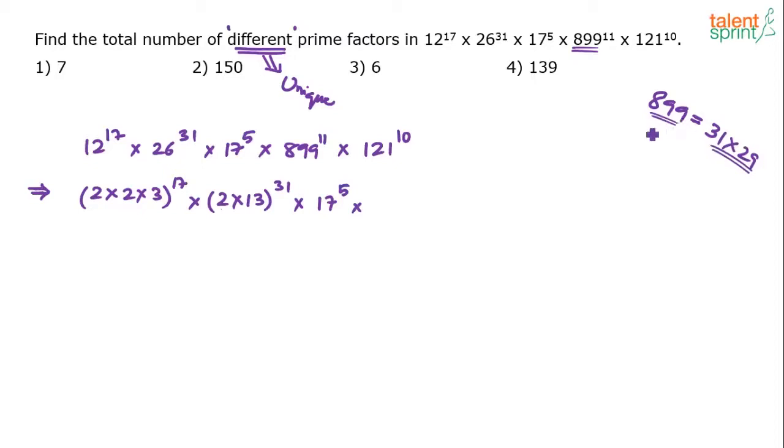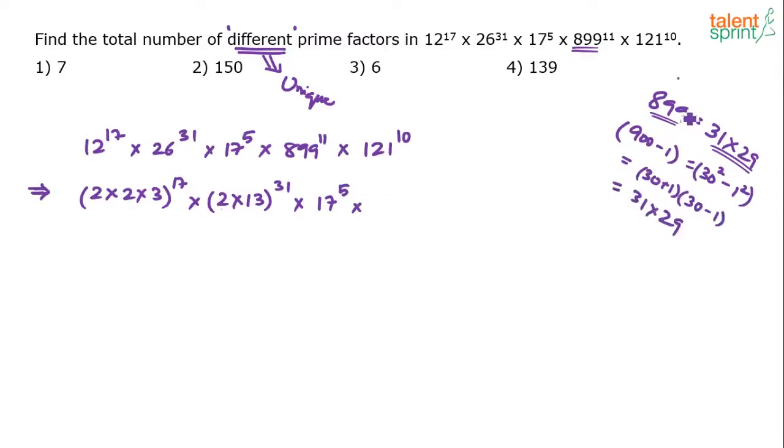Yeah. Because I am looking at 899 as 900 minus 1. I'll tell you how I got 31 into 29. I took 899 as 900 minus 1. 900 minus 1 is 30 squared minus 1 squared. Now I know a squared minus b squared is (a plus b) into (a minus b). So I got to know that yes, this can be expressed as 31 into 29.